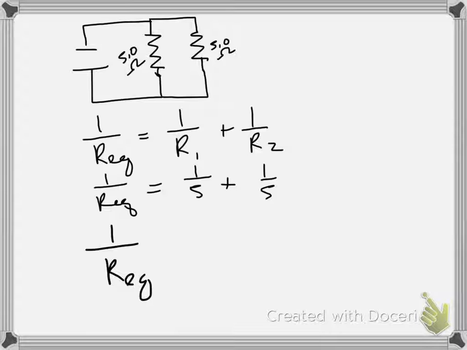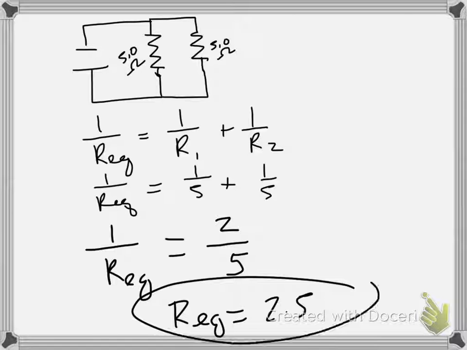Okay, what if we have this circuit? We've got two in parallel. They're both 5 ohms. To solve for this, we do 1 over equivalent resistance equals 1 over R1 plus 1 over R2. We get a reciprocal equivalent resistance of 2 over 5. So equivalent resistance equals 2.5.